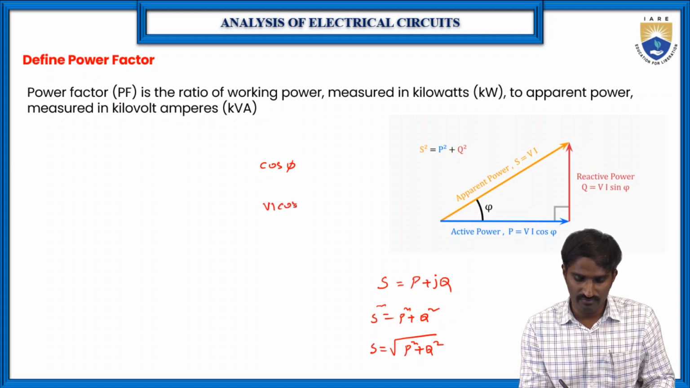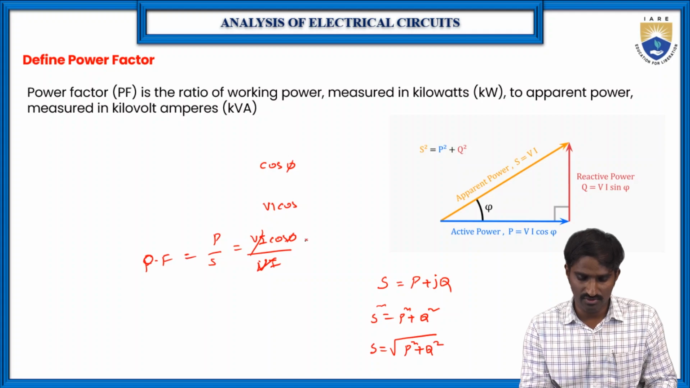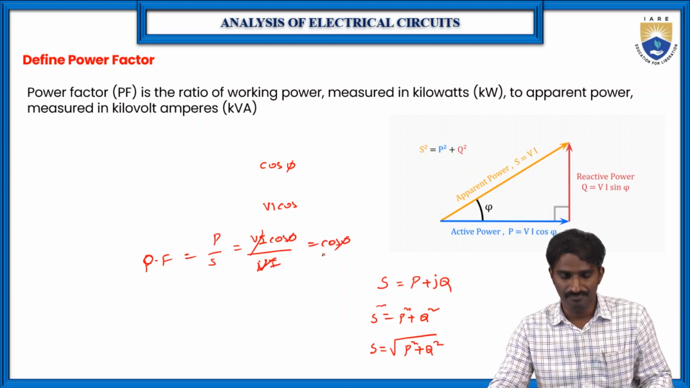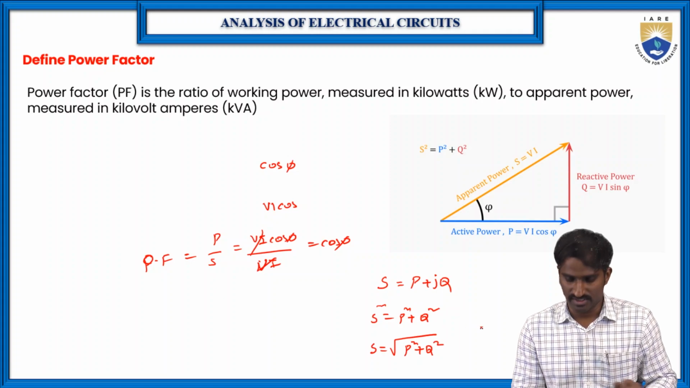That is, P by S. P is equal to VI cos phi, divided by VI. So VI gets cancelled, and the power factor is equal to cos phi. So the power factor is nothing but the ratio of the active power to the apparent power. This is called the power factor.